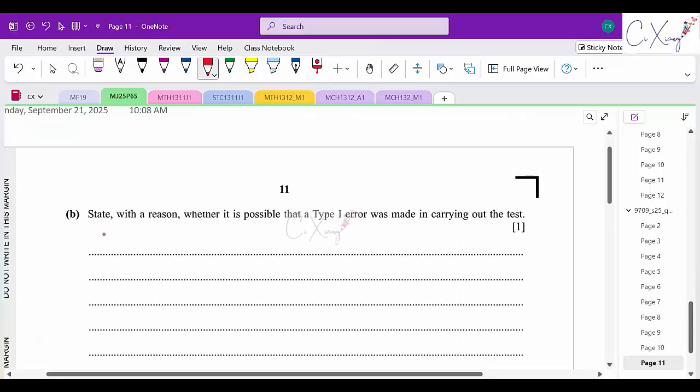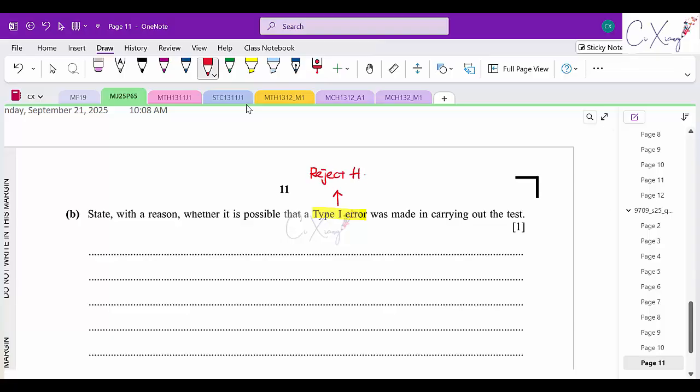For part B, now they ask you to state with a reason whether it is possible that type 1 error was made in carrying out the test. Okay, so first of all, you must know what's the definition for type 1 error. Type 1 error means that you reject the null hypothesis when the null hypothesis is true. Okay, in the test that we carried out just now, our decision is reject the null hypothesis, right? So when you reject the null hypothesis, it means that it is possible for you to make a type 1 error, right? So you should tell them that yes, it might be possible for you to make a type 1 error because in your test, you reject the null hypothesis.